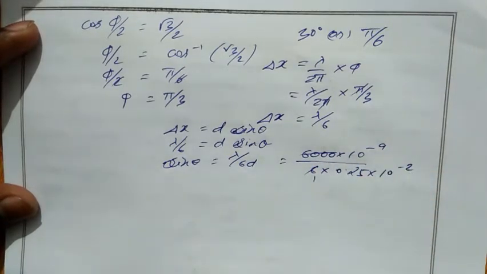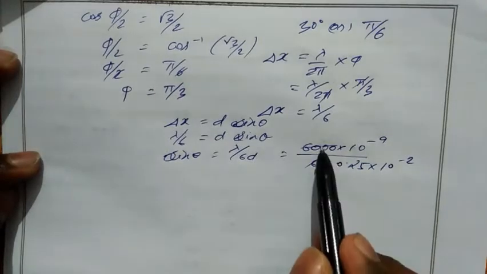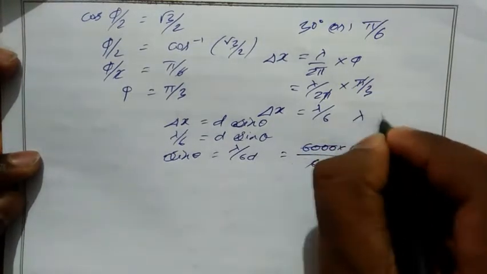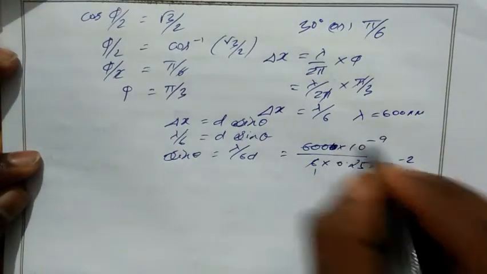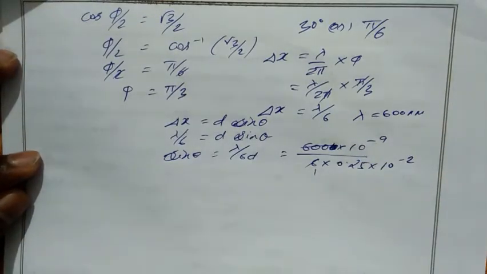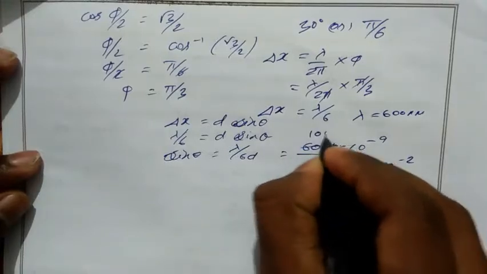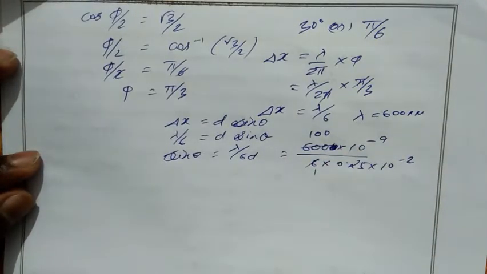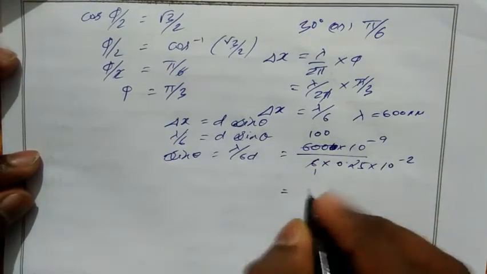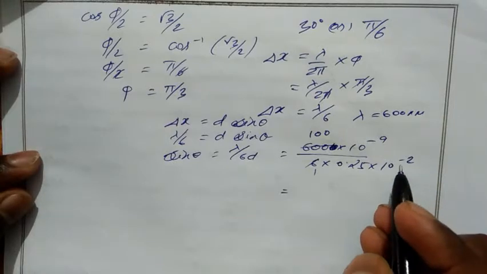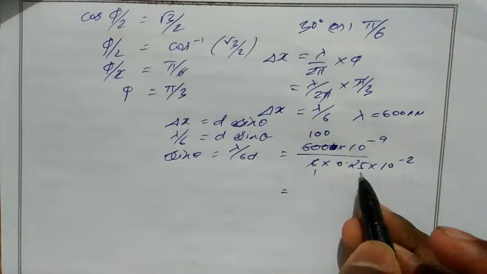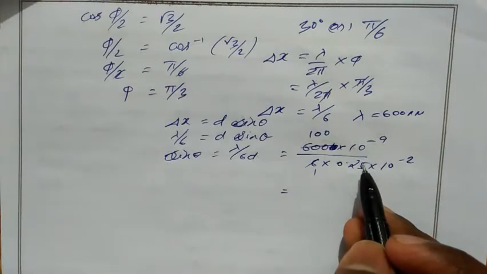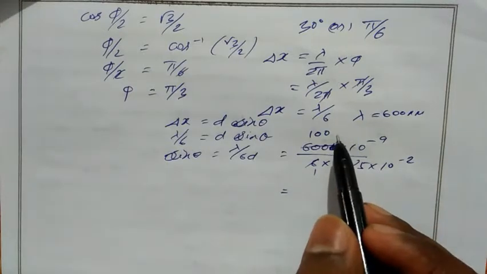Wait a minute. Okay, kindly change the question. The wavelength is 600 nanometer, not 6000. Okay, it is 600 nanometer. So here we have 100 by 25, we can multiply with 100. So here we get 25. If we multiply with 100, we get 10 square.